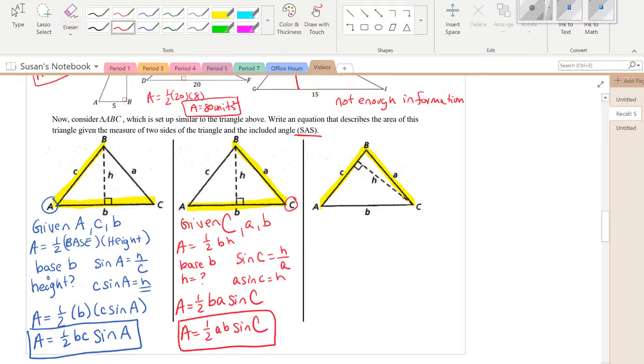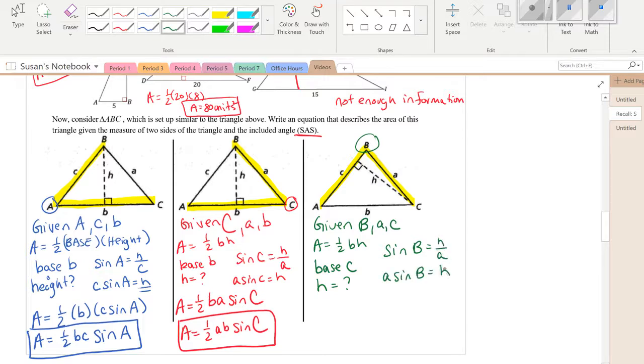Looking at the next case, now the height is across from side length C, so that means C is the base. Here B was the base because the height was going down here, and here again B was the base, but now we're saying the base is side C, so just notice that is different. For this one we are given angle B, side A and C. So area equals 1/2 the base times the height. In this case, the base we are using is now base C. Height we need to find. If we know what B is equal to, the sine of B is equal to H over A. So A times the sine of B is equal to H, and now I can write the area. Area is equal to 1/2 the base, which is C, times A sine of B, and if we write that in order, area is equal to 1/2 AC times the sine of B.